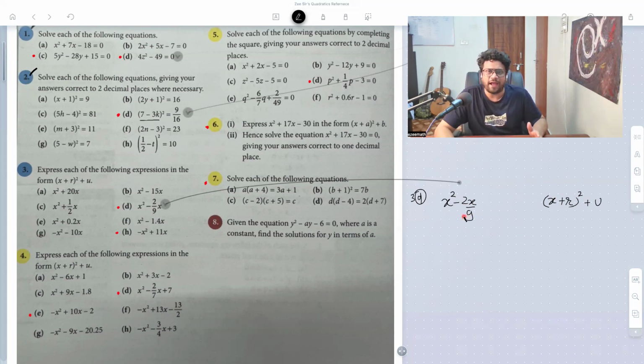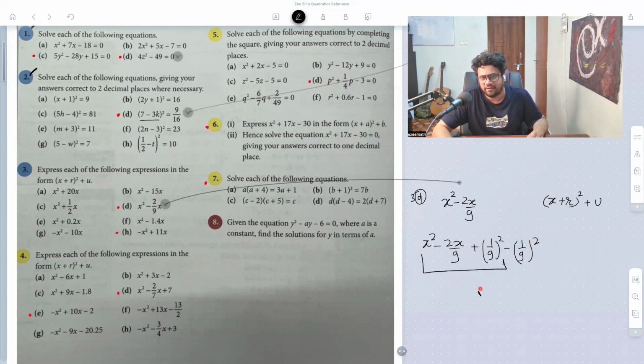Divide that 2 by 9 by a 2, you'll get a 1 by 9. x square minus 2x by 9. Dividing the 2 by 9 by a 2, you get a 1 by 9. What you do here is introduce a 1 by 9 square minus a 1 by 9 square by yourself. Now these three will turn into a perfect square.